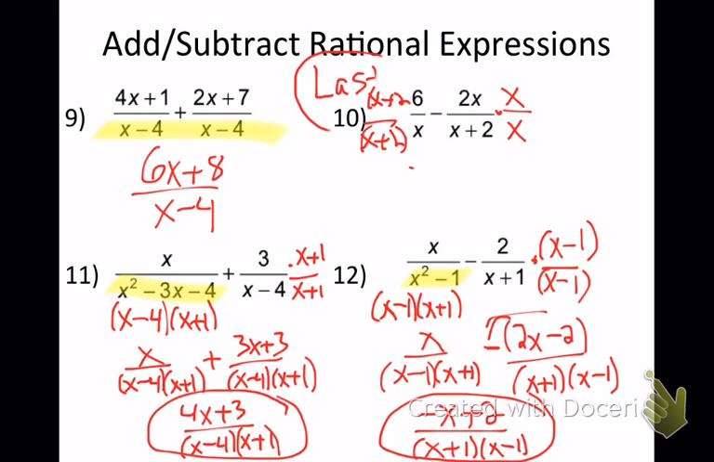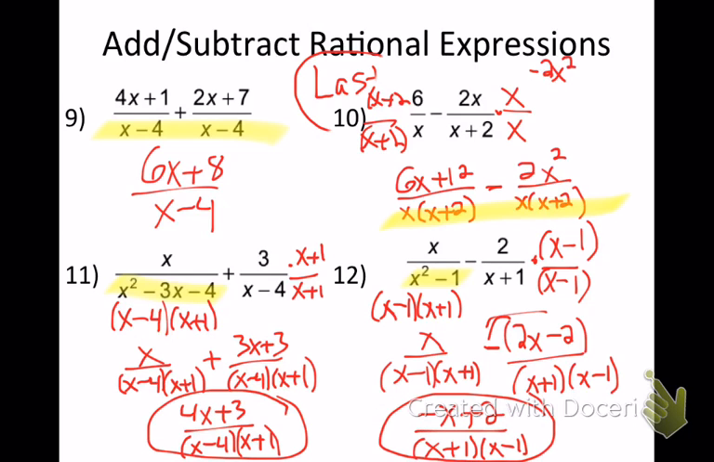And now when I do that, I end up with 6x plus 12 over x, parentheses, x plus 2, minus 2x squared, all over x, parentheses, x plus 2. Now I look to combine like terms. My denominators are the same. I end up with negative 2x squared plus 6x plus 12 all over x parentheses x plus 2. And there's your answer. So again, a problem like 10 is quite a bit tougher. All right?